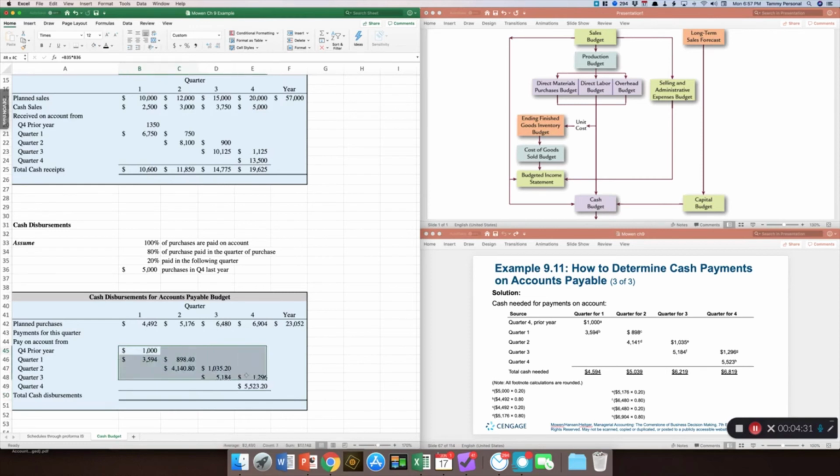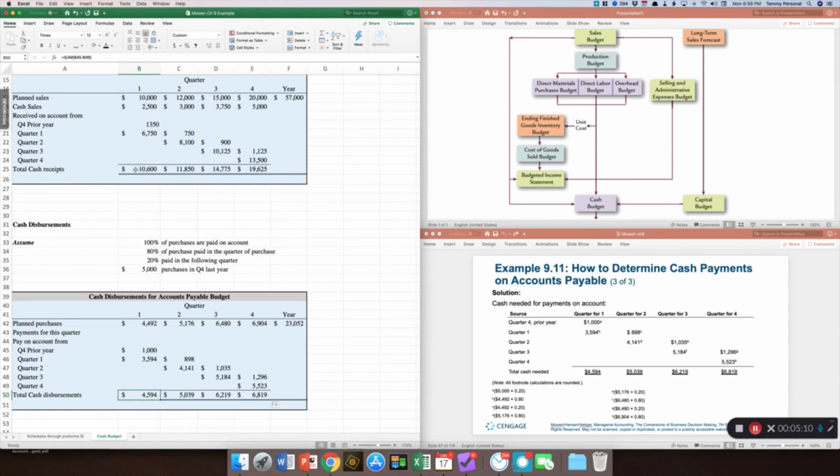So I'm going to make these all consistent in the amount of decimals that they have, just so that it looks nice. And then once again, we're going to get our total of cash disbursements, just like we did with the cash receipts. So these are all the cash disbursements that we are paying on the purchases that we make in each quarter. So that's how you do your cash disbursements.